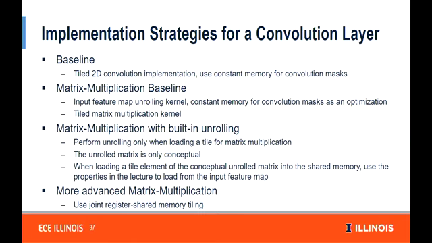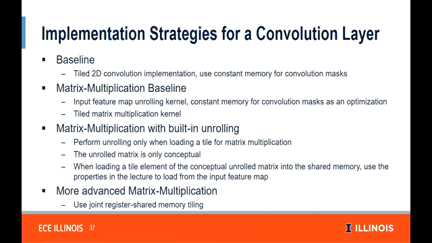So the next one is the matrix multiplication with built-in unrolling. You perform unrolling only when loading a tile during the matrix multiplication. That is, we have an unrolled matrix that we're supposed to be doing tile matrix multiplication on, but we never materialize that matrix. It's just conceptual. So during runtime, we're still fetching all the elements from the original input feature maps.